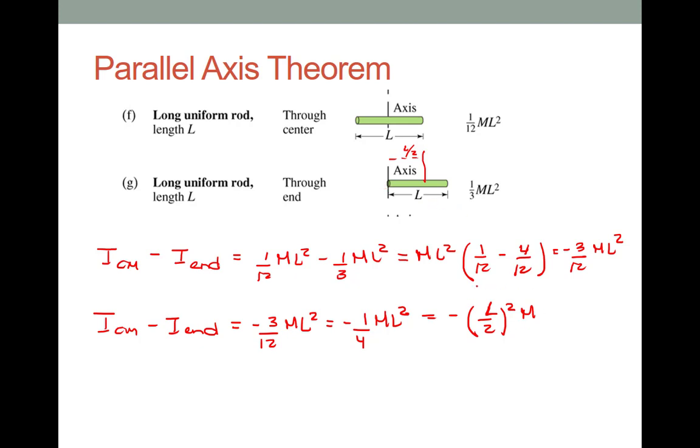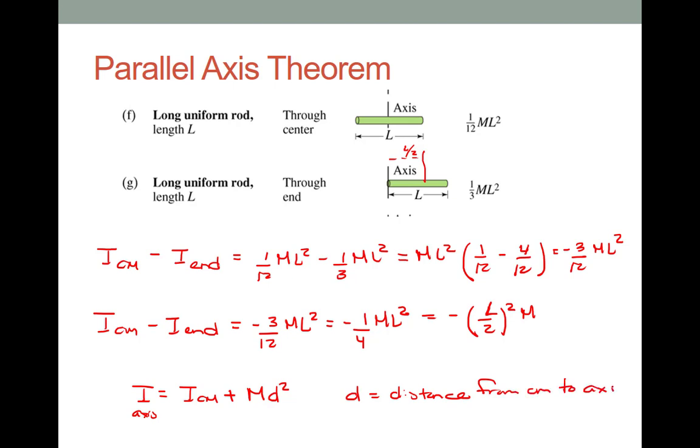This gives us an interesting result. And while we've looked at it specifically for this system, it's true in general. The moment of inertia about any axis, I'm just going to call it I_axis, is the moment of inertia about the center of mass plus the mass times d squared. Okay, what is d? d is the distance from the center of mass to the axis.